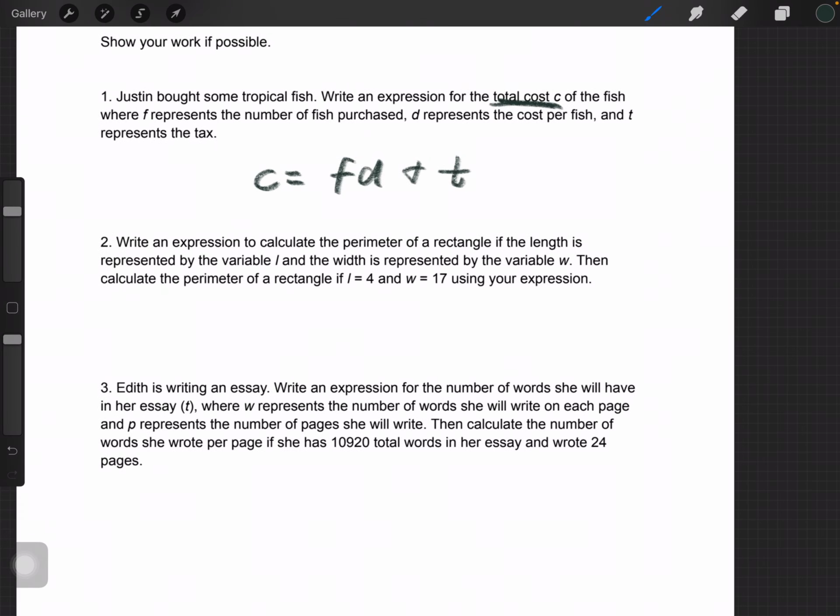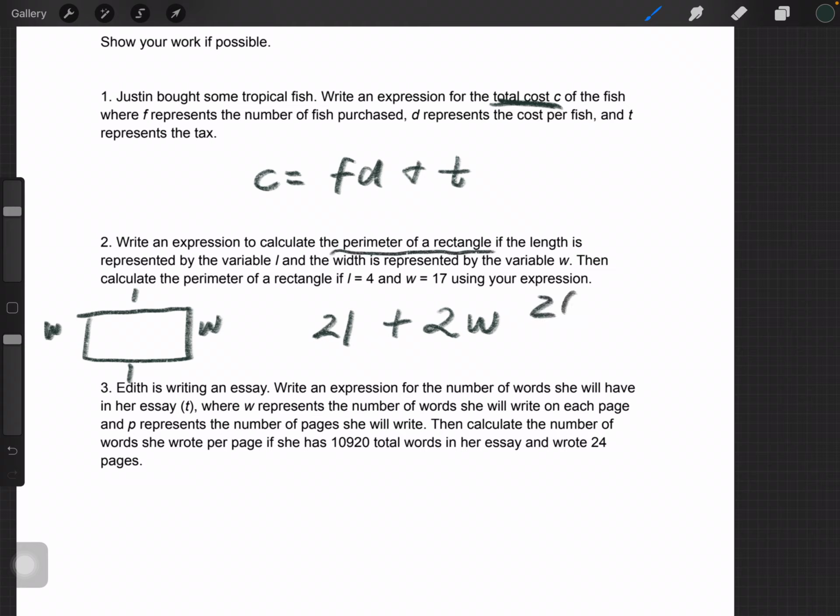Okay, I'll do another one. So it says, write an expression to calculate the perimeter of a rectangle if the length is represented by the variable L and the width is represented by the variable W. Then calculate the perimeter of a rectangle if L equals 4 and W equals 17 using your expression. So, you know that perimeter of a rectangle, the length would be L and W. So we have 2L plus 2W would give us the perimeter of a rectangle.